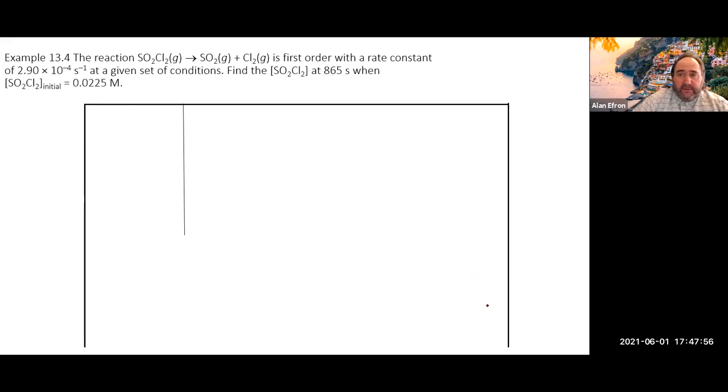So why don't you take a few minutes here and try this one. We want to know in this particular reaction, it's first order with a rate constant of 2.9 times 10 to the minus 4. What is the final concentration if the initial concentration is 0.0225 after 865 seconds? So take a couple minutes to see what you come up with. That automatically tells us that we want to use the specific equations for first order, which is this guy. And our half-life equation would go with it as well, just in case we needed it. Might not need it here in this particular case.